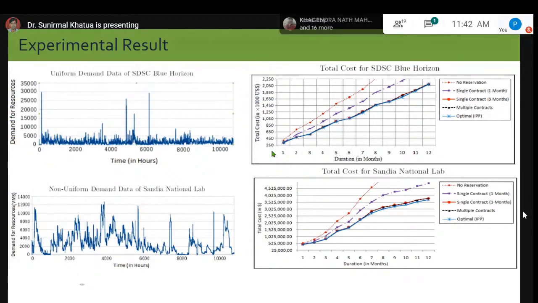Actually we need to run it for 1 year, but since the integer programming problem is NP-hard, we have to reduce it to 1 month and 3 months, because after that the optimal solution cannot be run. But just to show the performance, we use it.